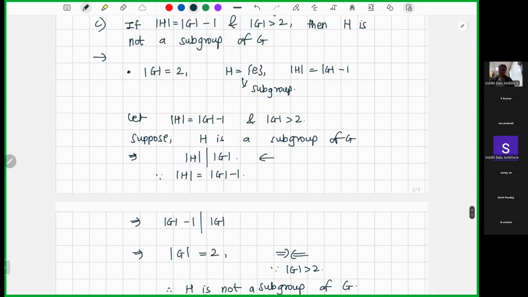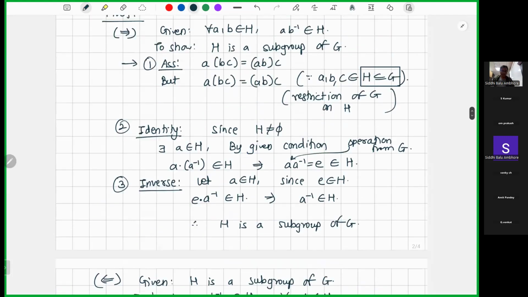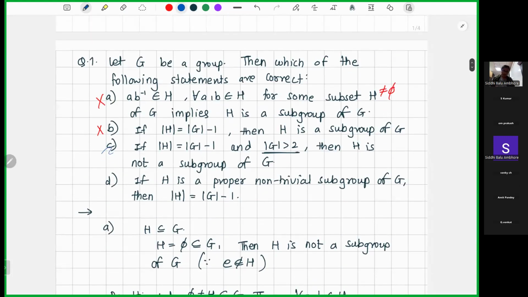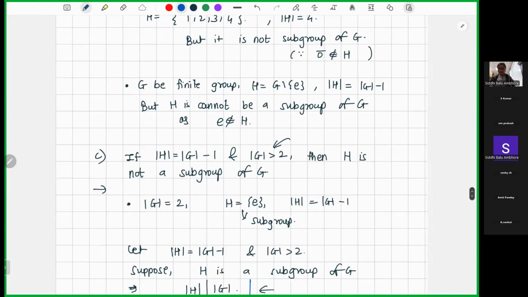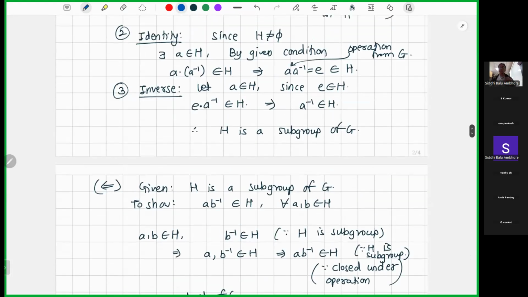Any doubts here? This is simple. Okay, no doubts. These are basic properties of integer division and so on, so I hope that's okay. And the last statement, this one is true. We just proved that this is true: if this happens, then this doesn't hold. It contradicts the size of the group, which is given to be greater than 2.